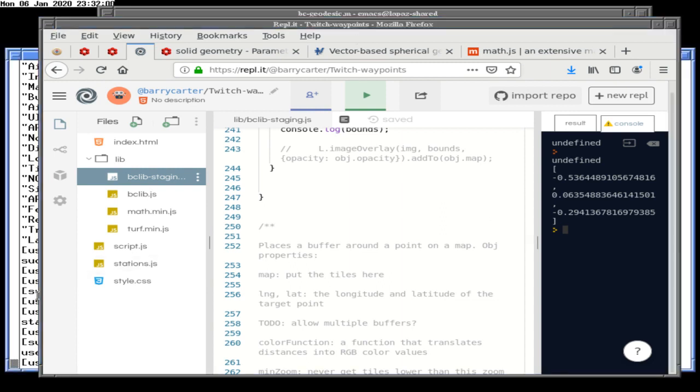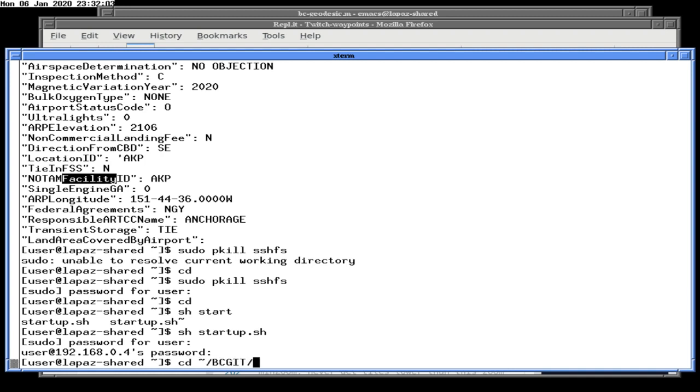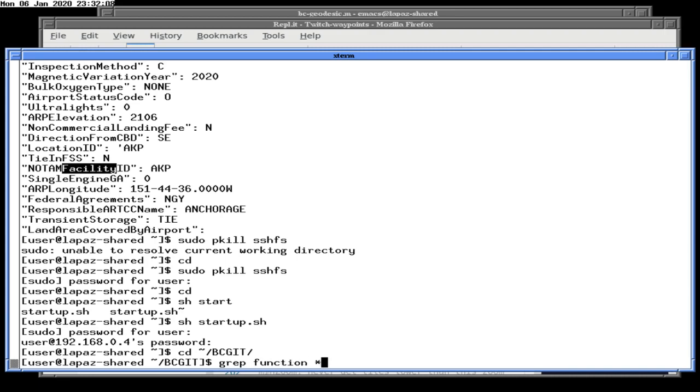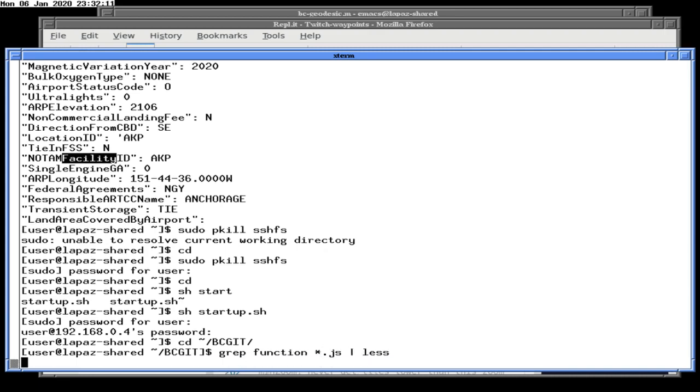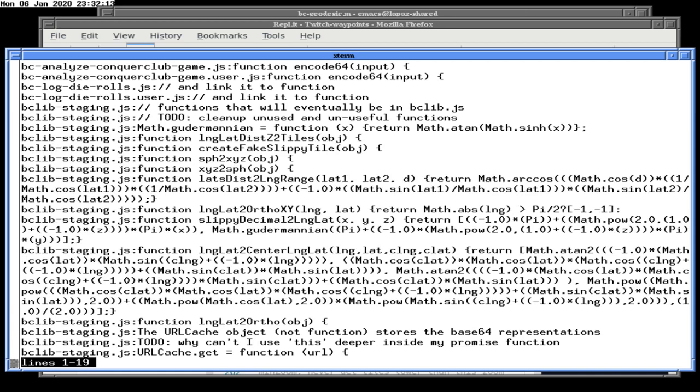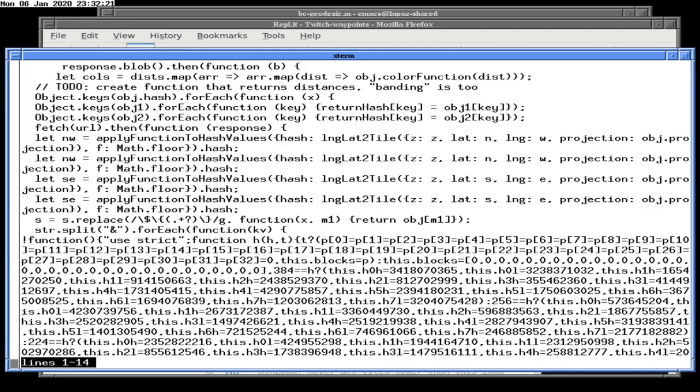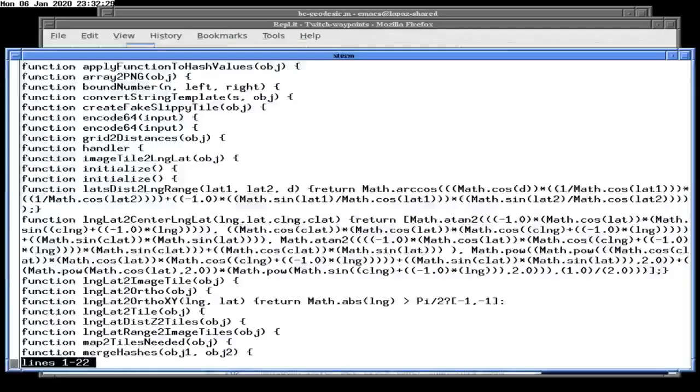Okay, let me go ahead and do a bc get grep function star.js list. Let me see what functions are defined. And I would like to get them sorted. And I think I want function only if it's at the start of a line. So this is that. Apply, bound, convert, create, encode, grid to distances, image tiled lat long, initialize twice.